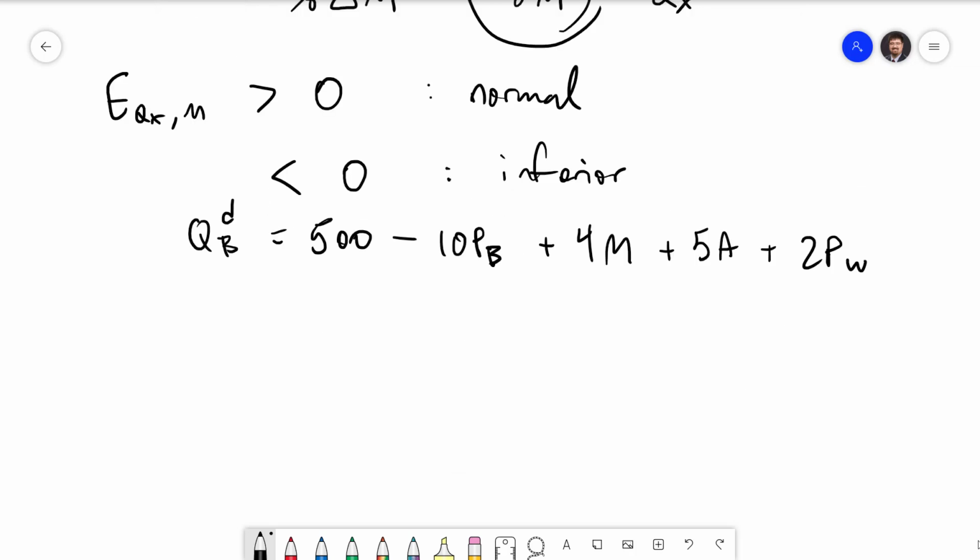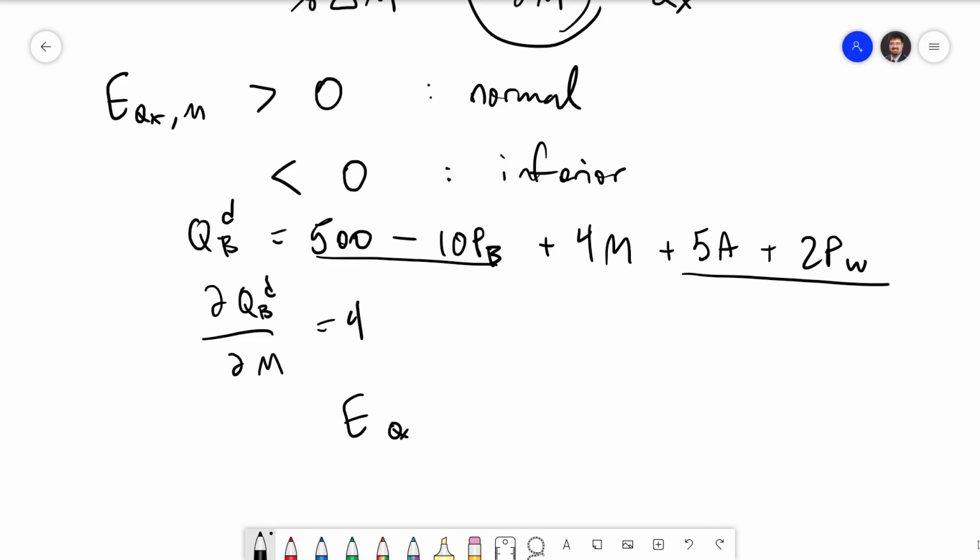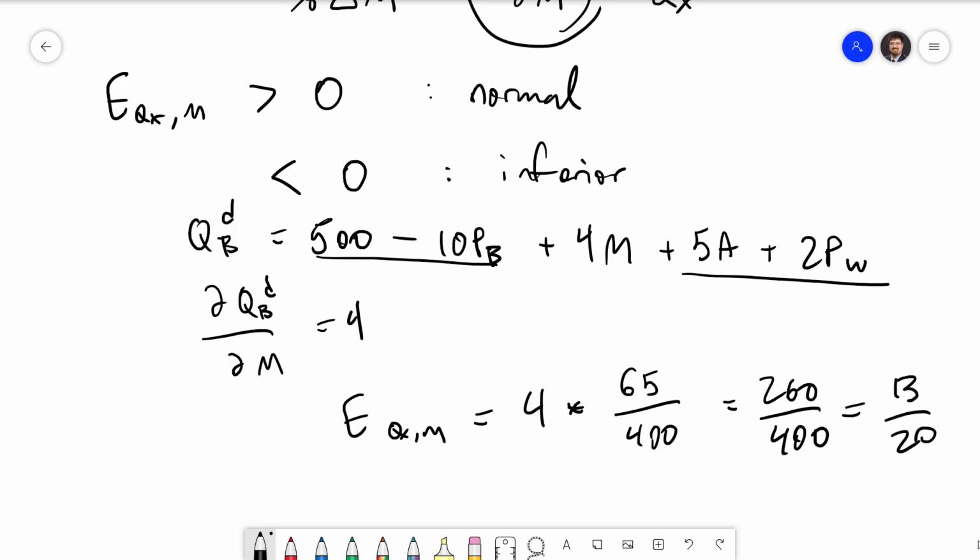Let's do a quick example with our beer demand function. To do the income elasticity, we need to take the partial with respect to income. Again, all of this stuff drops out except the m term, so we get 4. And so for our elasticity, we get 4 times the current income divided by the current quantity. We'll use the values we used before, which were 65 and 400. What we get is 260 over 400, which is 13 over 20. This is positive, which tells us that beer is a normal good.